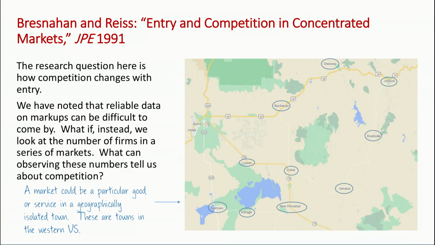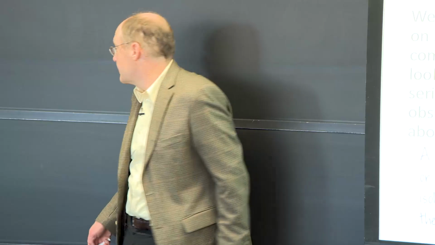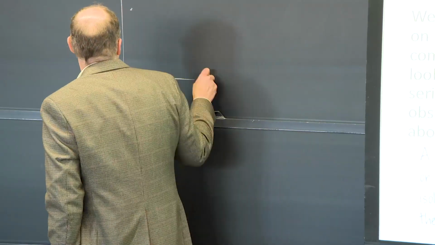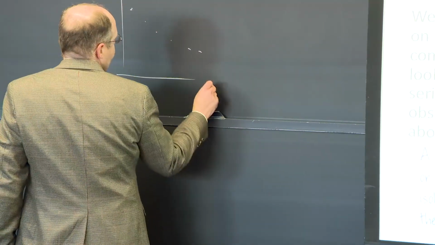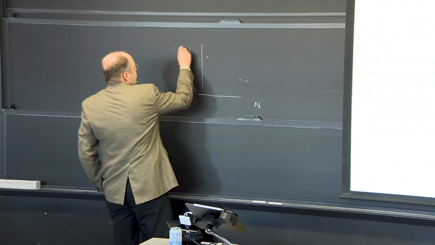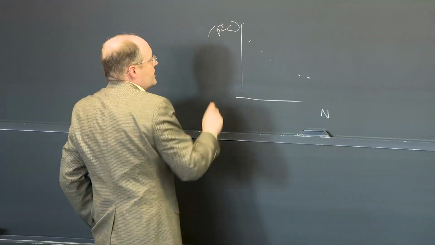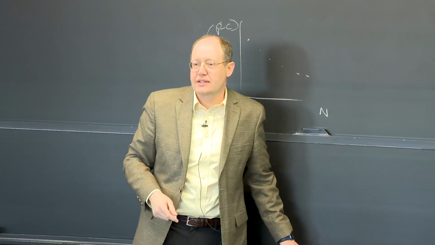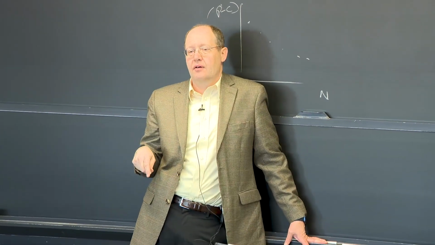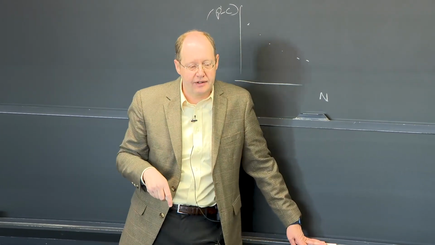So the research question here is, how empirically do the level of markups and competition change when you have more firms in a market? What does the entry graph look like? What does the price cost margin, or the profit, look like as the number of firms enters?